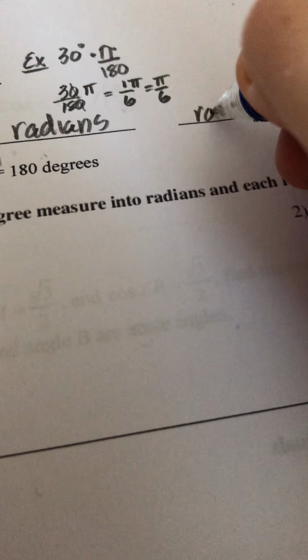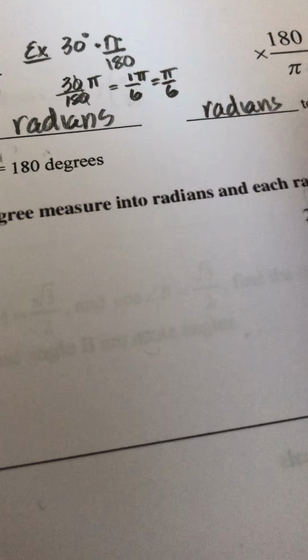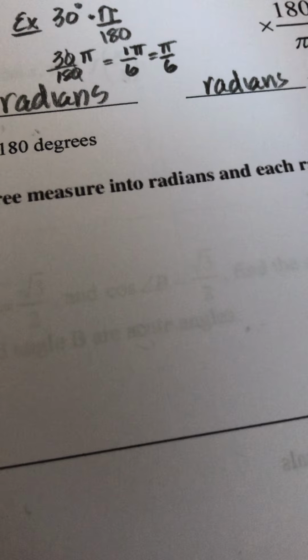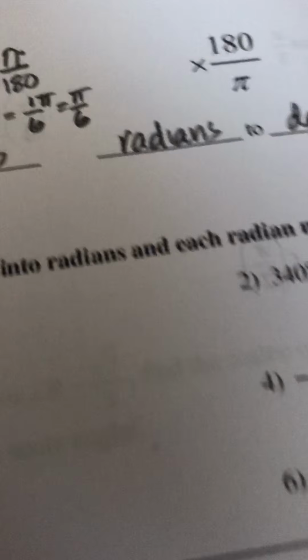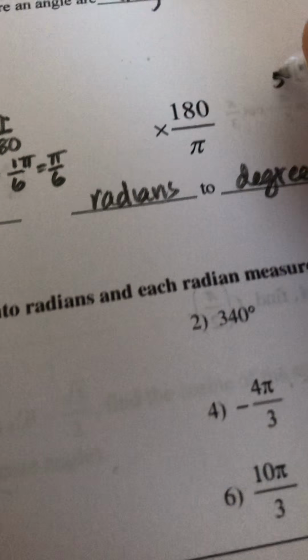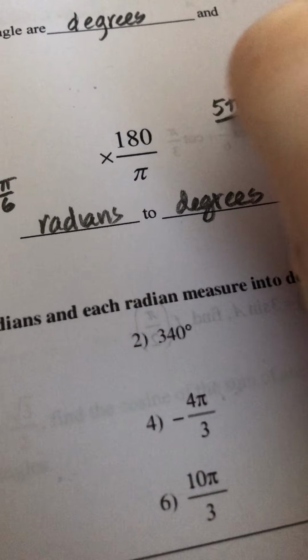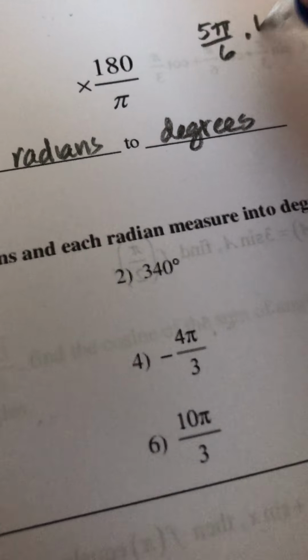If we need to go from radians to degrees, we multiply by 180 over pi. So if, for example, we have an angle that's 5 pi over 6 radians, and we want to know how many degrees.